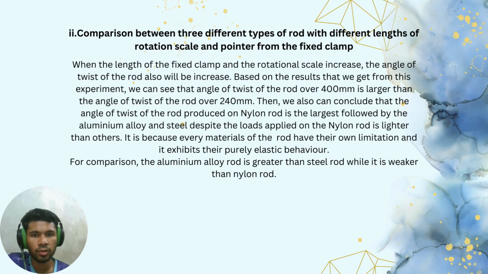Then, we also can conclude that the angle of twist produced on the nylon rod is the largest, followed by the aluminium alloy and steel, despite the load applied on the nylon rod being lighter than the others. It is because every material of the rod has its own limitation and exhibits purely elastic behavior. For comparison, the aluminium alloy rod is greater than the steel rod, while it is weaker than the nylon rod.